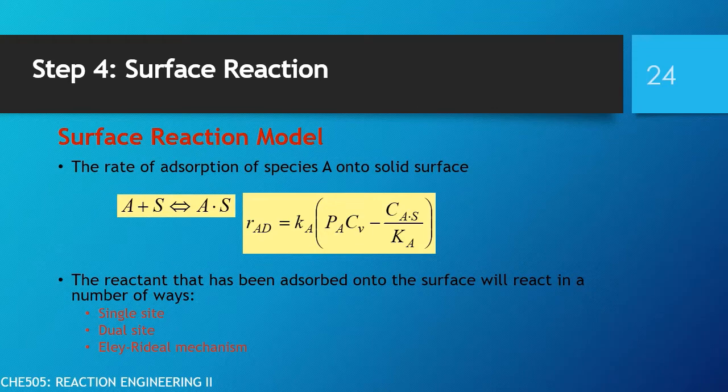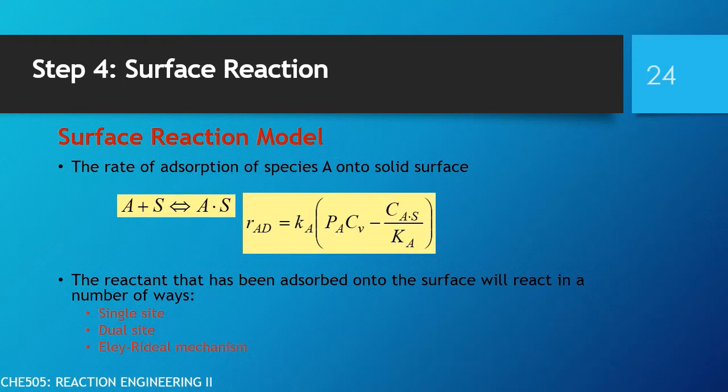Okay, next we look at step 4 of reaction. Step 4 of reaction is surface reaction, the most important step in catalytic reaction. Why? Because at this step, the product is produced. First we need to know the surface reaction model. So the rate of adsorption of species A comes from the previous adsorption step, step 3.